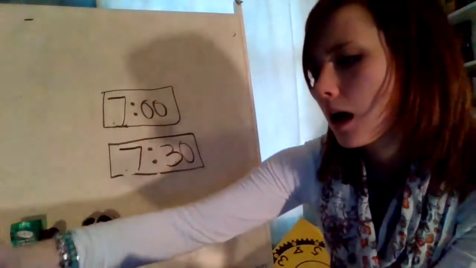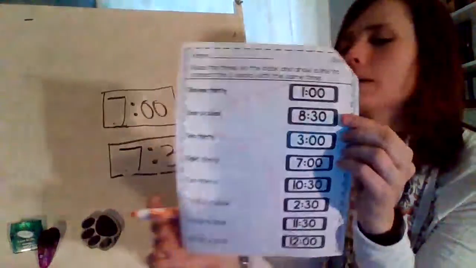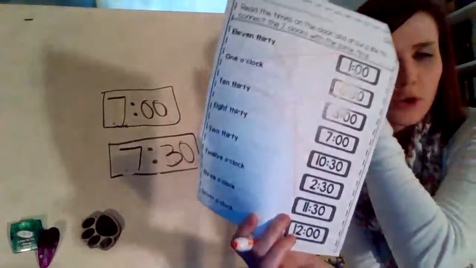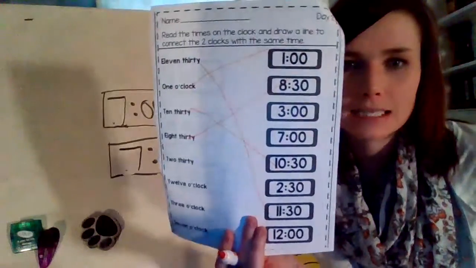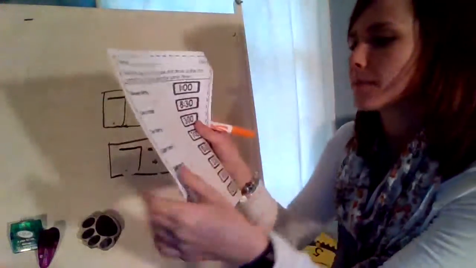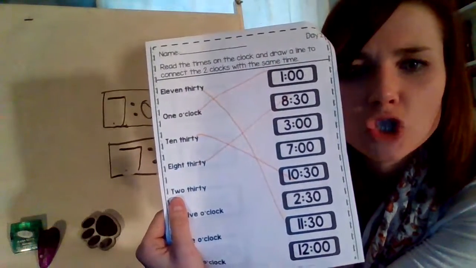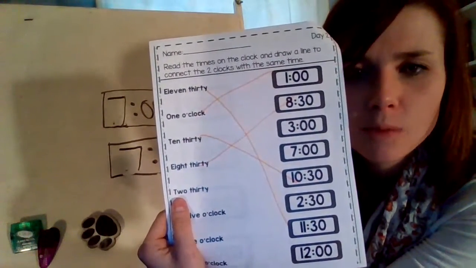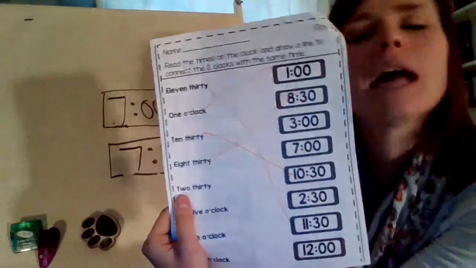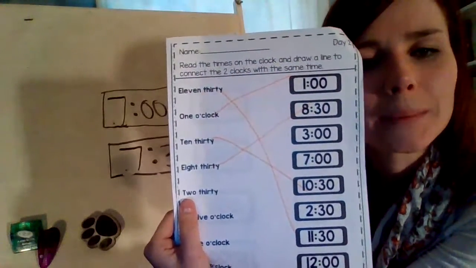Nice job. All right, I'm going to read the bottom four for you, but I'm not going to show you where to connect them, okay? So you have the words, so you know the words. All right, so we have 2:30. Where is 2:30? Draw a line from the words 2:30 to the digital clock, 2:30.